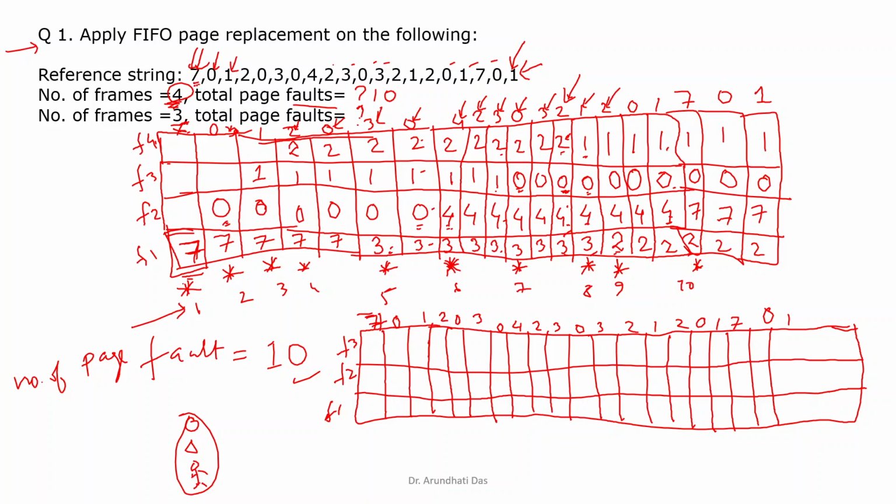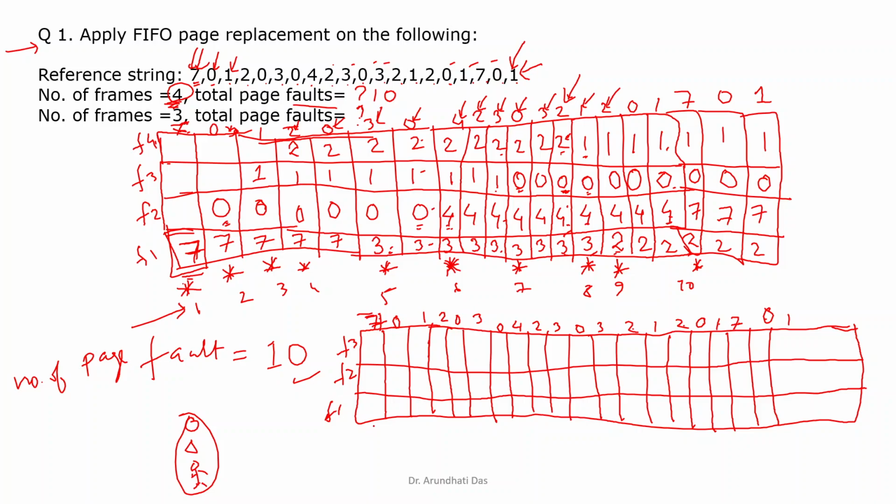I just want to verify the count: 1 2 3 4 5 6 7 8 9 10 11 12 13 14 15 16 17 18 19 20. 20 are there. Yes, correct.